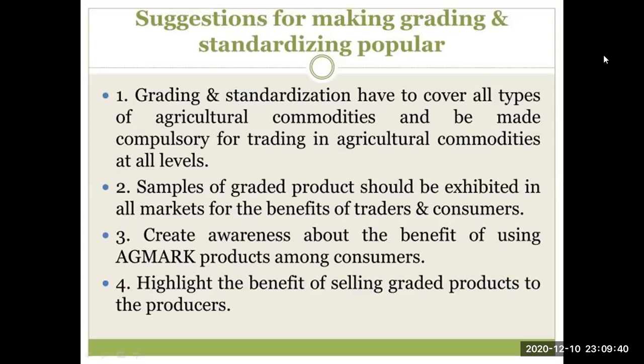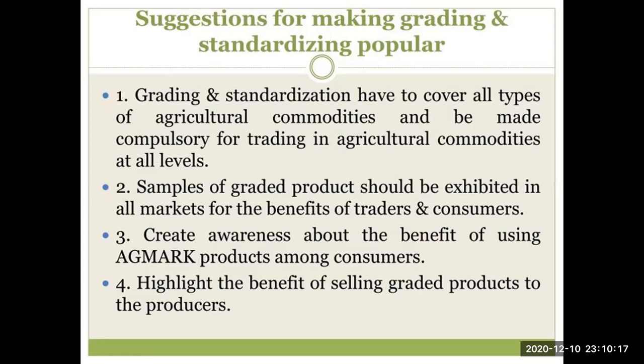Suggestions for making grading and standardization very popular: grading and standardization should cover all types of agricultural commodities, and also trading in agricultural commodities at all levels. The samples of graded products should be exhibited at the market for the benefit of the traders as well as the consumers. So the samples will be graded there, and we can identify which product is which. We can have so many types of rice products, so many grains. So we can easily identify which is which. So this gives standardization of that product.